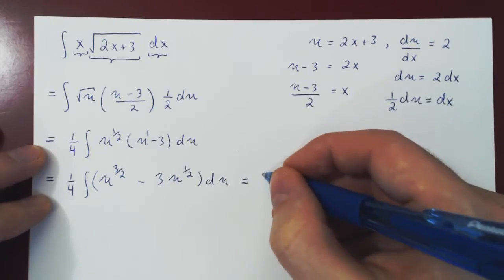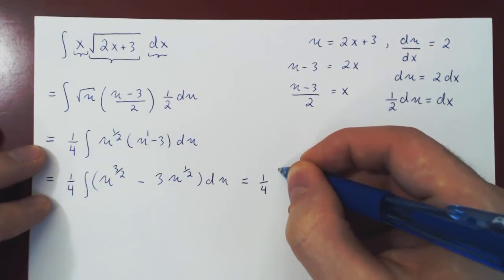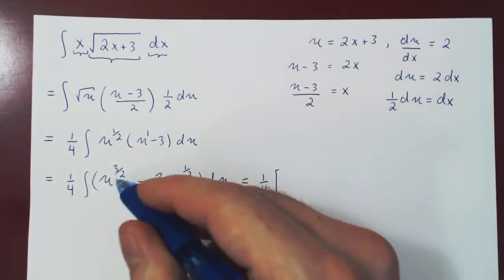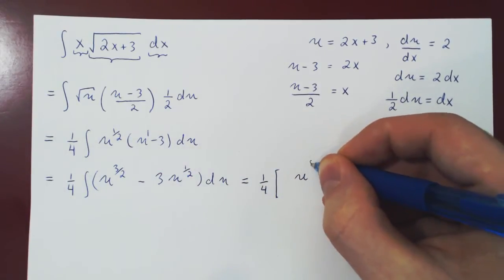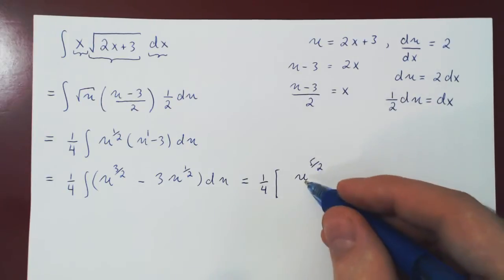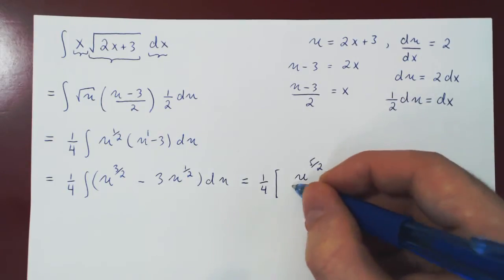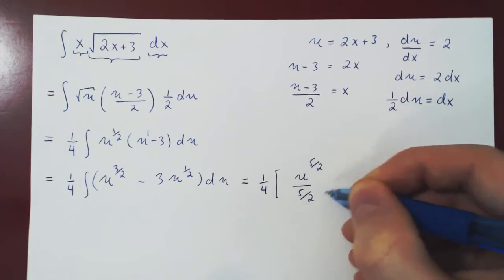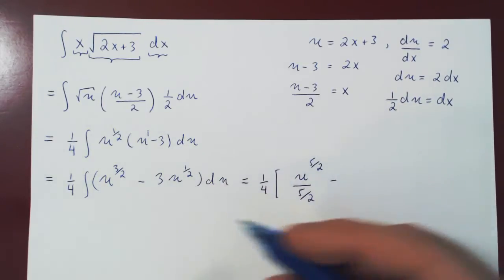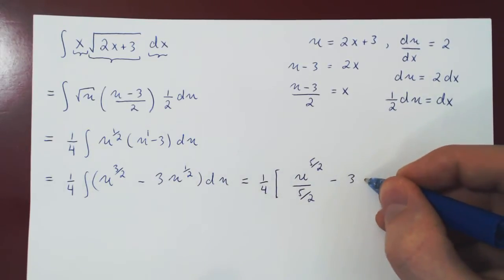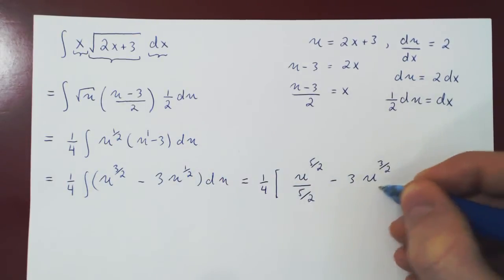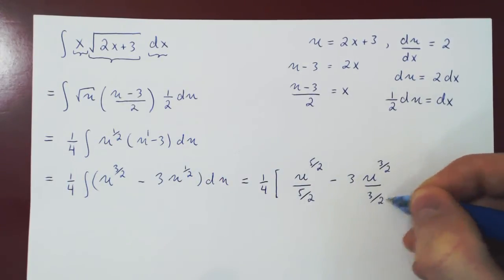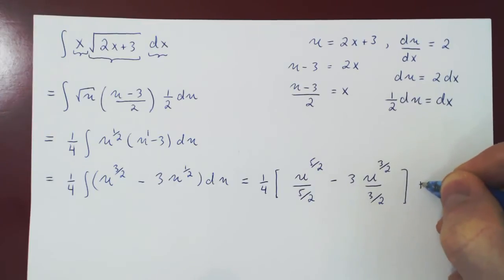And now we can use the power rule, leaving a quarter up front. Add 1 to the 3/2, so you get u to the 5/2. Divide by 5/2. Minus 3 is a constant multiple, so it stays there. Power rule: add 1 to 1/2, you get 3/2. Divide by 3/2. Plus, of course, the constant of integration.